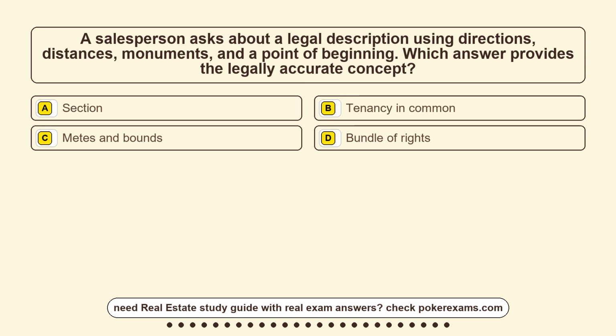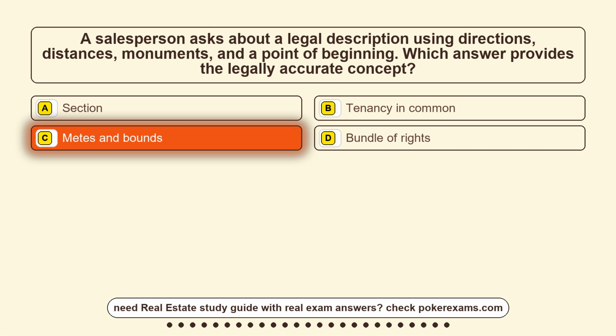Question 3. A salesperson asks about a legal description using directions, distances, monuments, and a point of beginning. Which answer provides the legally accurate concept? Option A, section. Option B, tenancy in common. Option C, metes and bounds. Option D, bundle of rights. The correct answer is option C, metes and bounds.